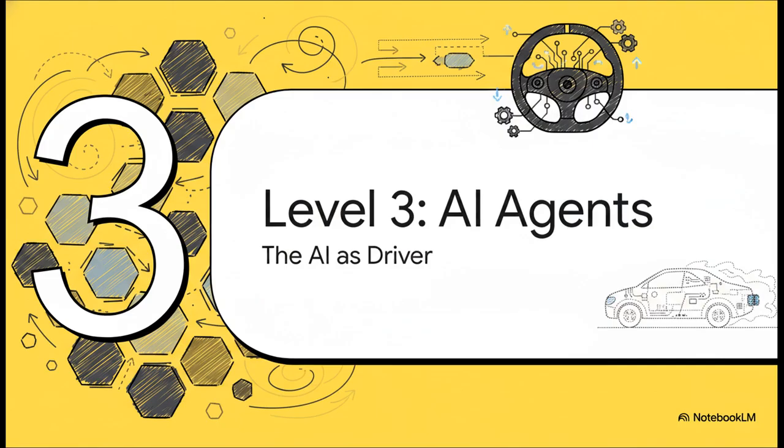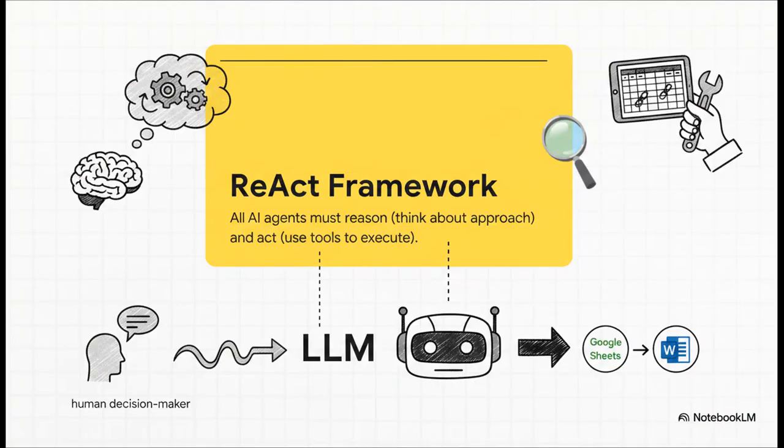Level 3, AI agents. Here, the AI is the driver. The one massive change that turns a standard workflow into a true agent is replacing the human decision maker with the LLM itself. To do this, we use what's called the REACT framework. And boom, another piece of jargon busted. REACT simply means the AI agent must reason and then act. It has to actually think about the most efficient approach to a goal and then use tools to execute that approach. It maps out a strategy before making a single move.